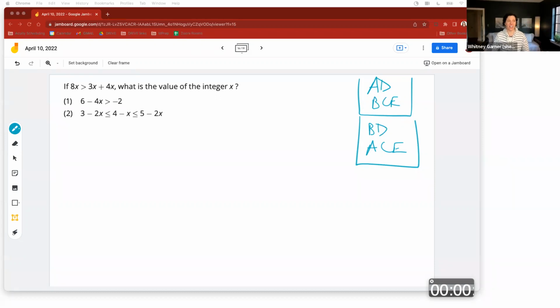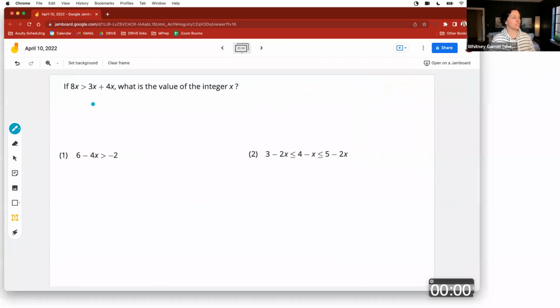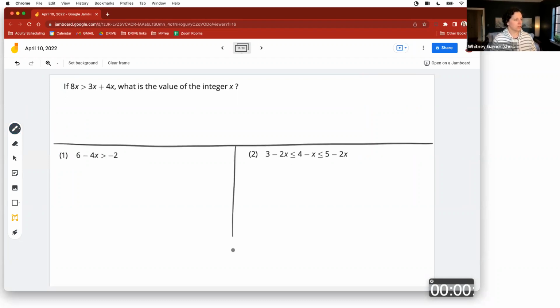So this is a little bit messy all over the place, right? Let's start up front. I'll make our little lines. Here we go. So I've been given some factual information. I was told, if this is true. So I'm going to write that on my paper, and then I'll write the question, what is the value of x? So x equals what?